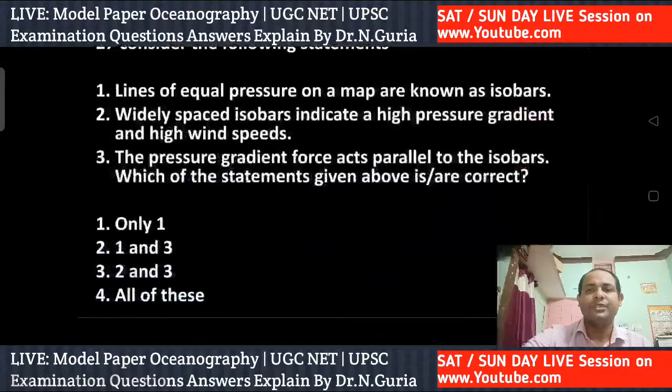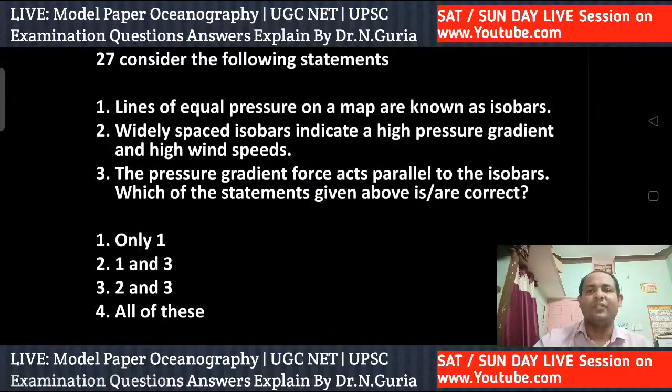Next, another question, number 27. Consider the following statements. The line of equal pressure on a map is known as isobar. Widely spread isobars indicate a high pressure gradient and high wind speed. The pressure gradient force acts parallel to the isobar. Which of the statements given is correct? Only 1, 1 and 3, 2 and 3, or all of the above.